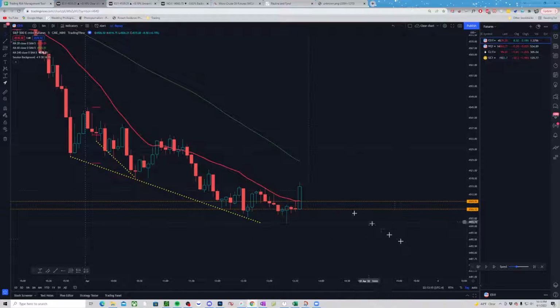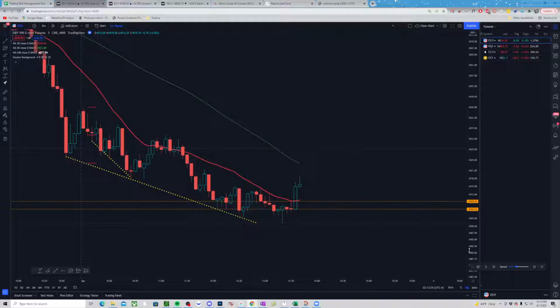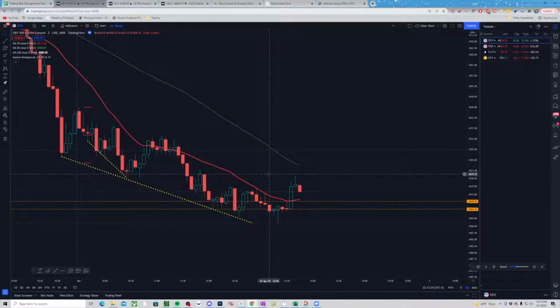All right, so now we have the bull breakout. This is the next moving average we need to test. We have some resistance here, here, here. So let's see what happens. All right, so we're testing this resistance. We have a doji above.